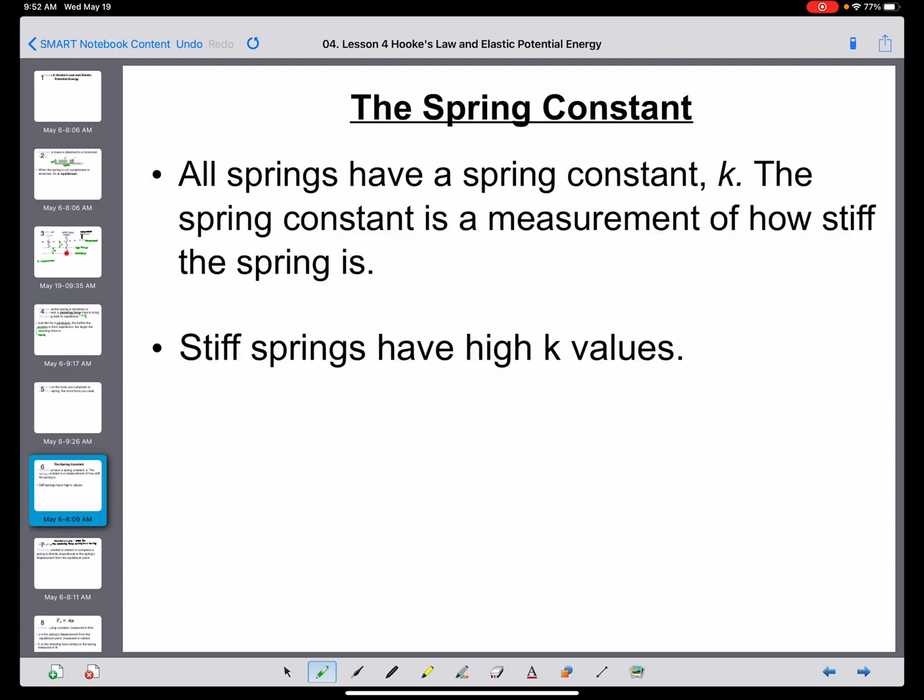And there's also something called the spring constant. So all springs have what's called a spring constant, which is given the letter k. The spring constant is a property of the spring itself. So different springs have different spring constants, and it's a measure of how stiff the spring is. So stiffer springs have higher k values.